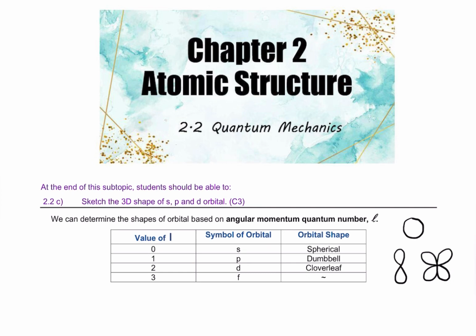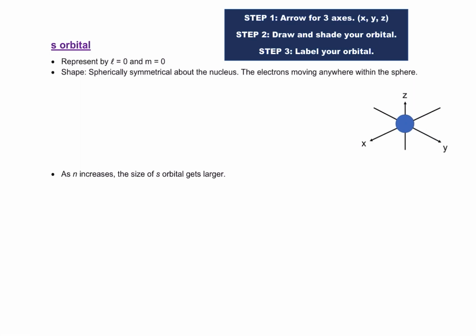So right now, I'm going to focus on the S orbital. We know that it is represented by L equals 0 and M equals 0. This is because with this value, it depends on only one orientation. Next, as I mentioned before, we are going to draw in 3D shape, but on paper, the 3D shape of the spherical S orbital would be a circle. So I'm going to draw based on a 3-dimensional shape with 3 axes: X, Y, and Z axis.